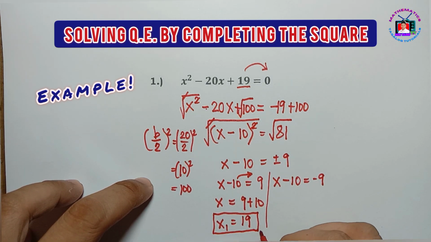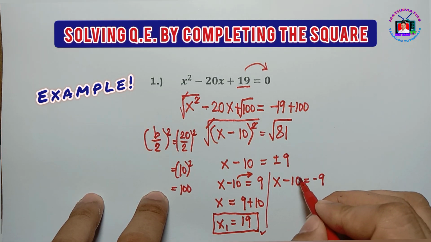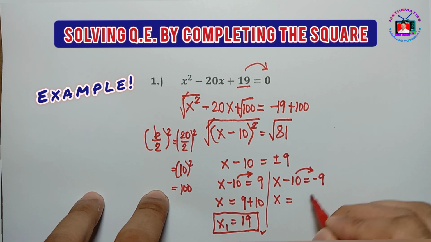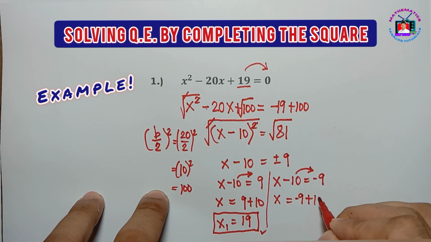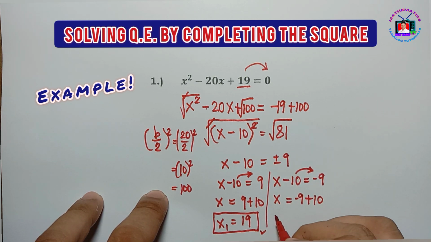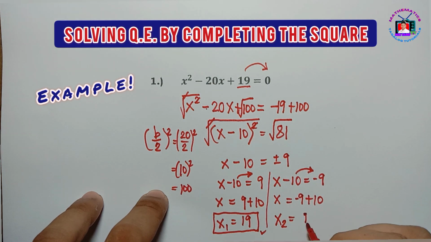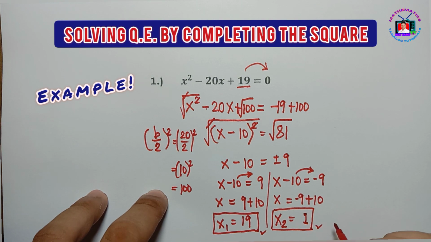Okay, then solving for the second value, the same process. So negative 10 is transposed to the right, so bring down x equals, bring down negative 9. Negative 10 will become plus 10. Okay, so x sub 2 equals positive 1. Okay, so that is the value for our example number 1.